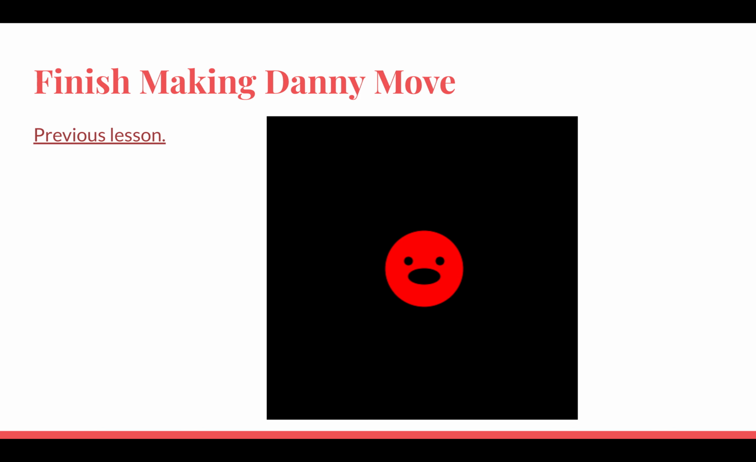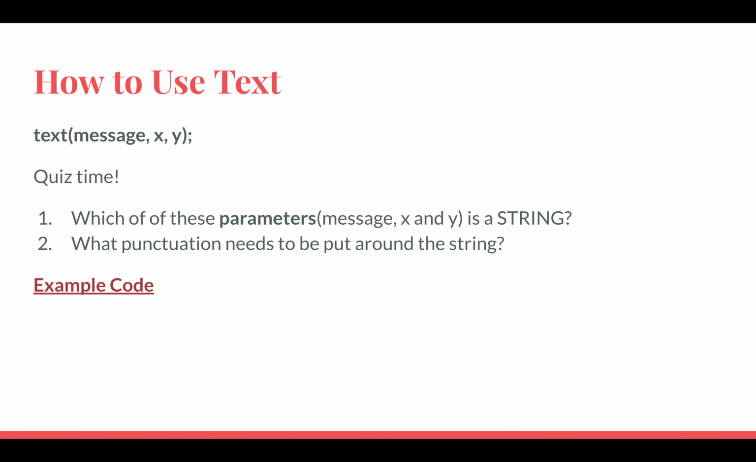So this lesson, we're going to finish making Danny move. And so now I'm going to quiz you. Which of these parameters, message, x, and y, is a string? And what punctuation needs to be put around the string? I'll just give you guys like 5 seconds to answer, and then I'll tell you the answer. You can pause the video.